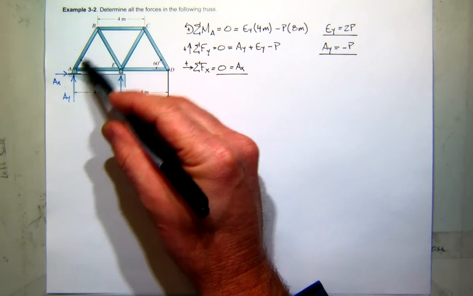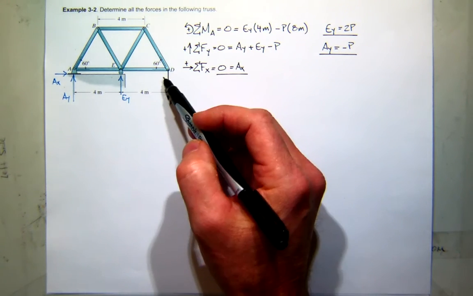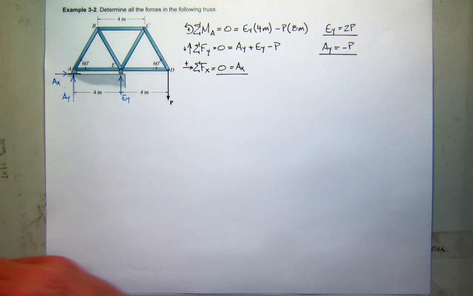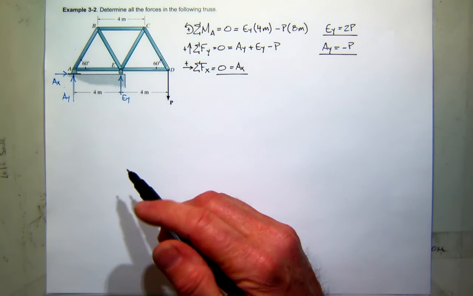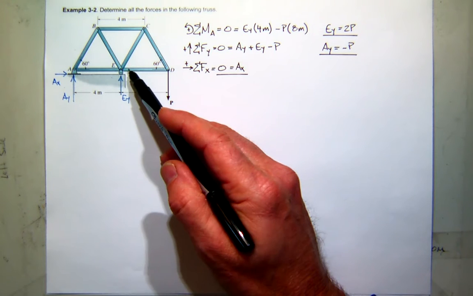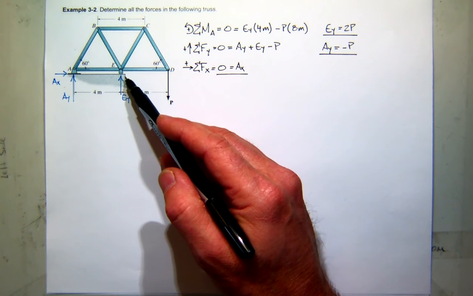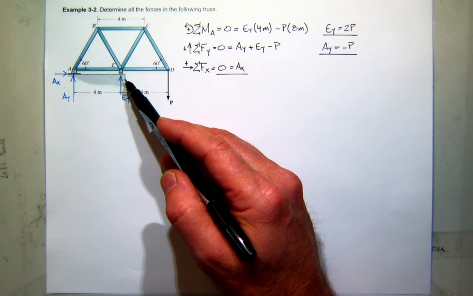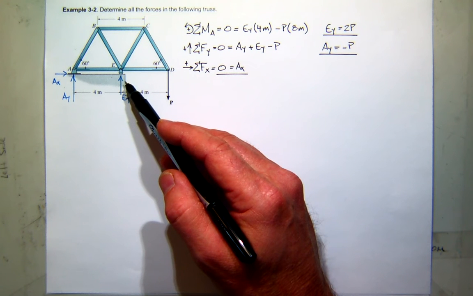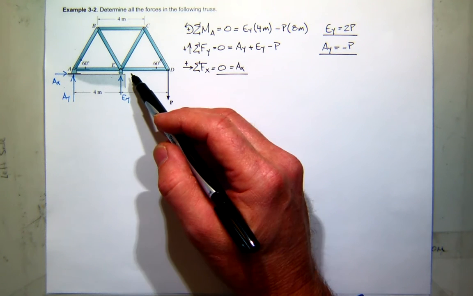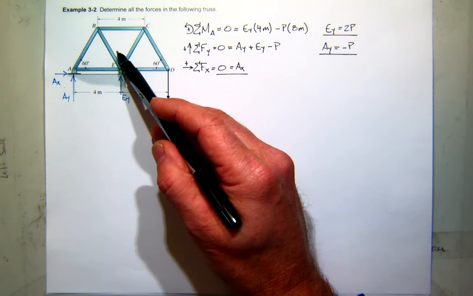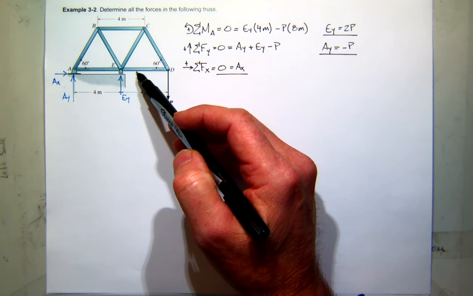So now we have 1, 2, 3, 4, 5 joints. We want to go check those till we can solve all the bar forces. Where would be a good place to start? Let me propose E. Let's start at E. Oh, Mr. Mabry's shaking his head no. Why? That's a bad place to start, isn't it? Because there's 1, 2, 3, 4 unknowns and 2 equations.